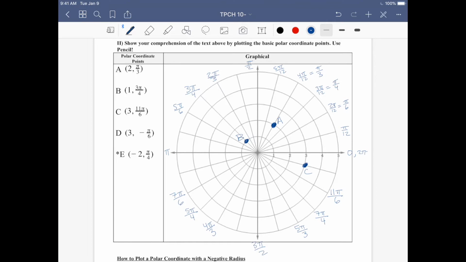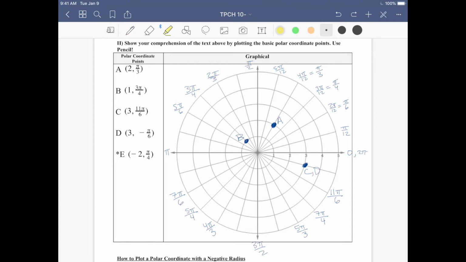Point D is 3 comma negative pi over 6. So if you remember coterminal angles, we can just add 2 pi to get to an equivalent angle. And negative pi over 6 plus 2 pi is 11 pi over 6. So C and D are in the same positions.